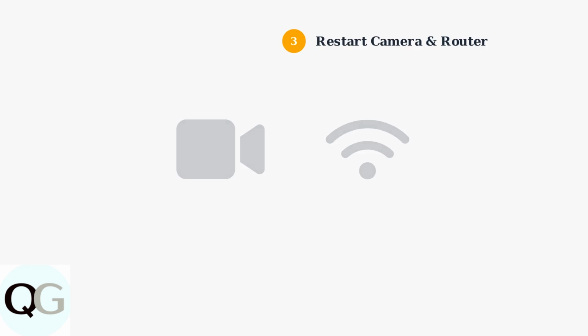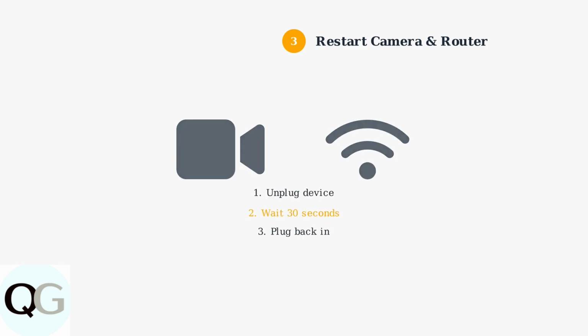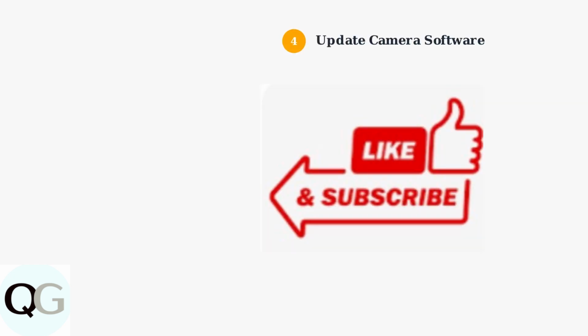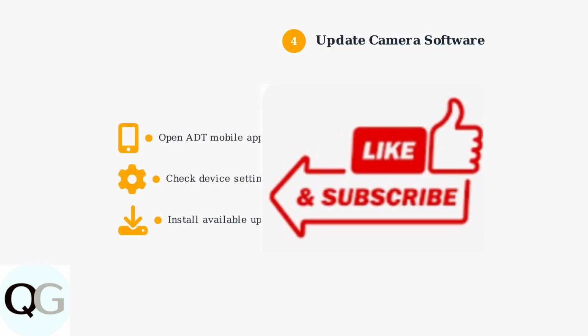Restart both your camera and router. Unplug the camera, wait 30 seconds, then plug it back in. Do the same with your router. This clears temporary glitches that may be preventing connection. Check for software updates using the ADT mobile app. Outdated firmware can cause connection problems. The app will automatically notify you if updates are available for your camera.